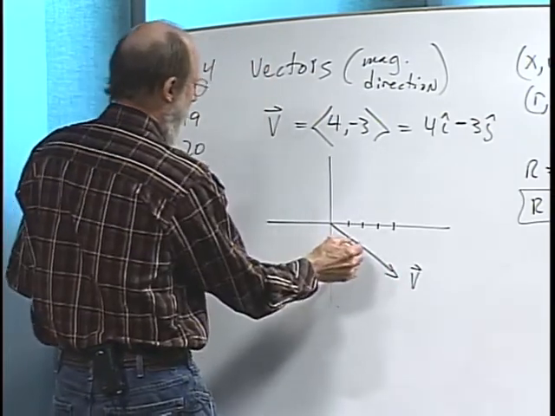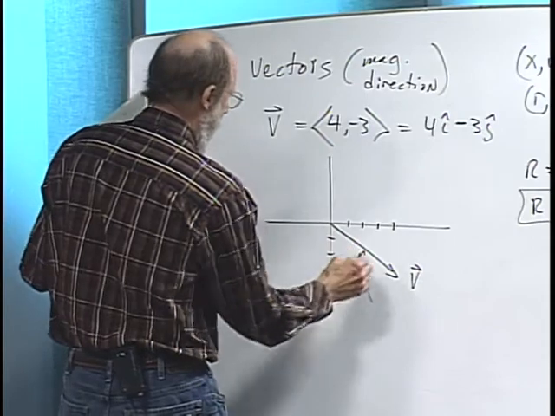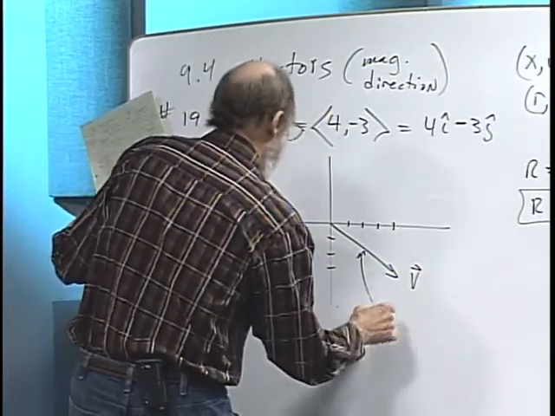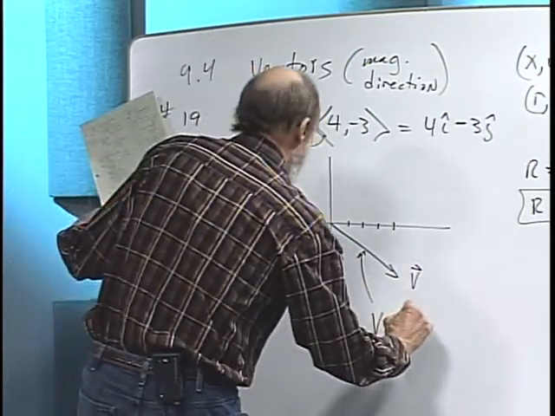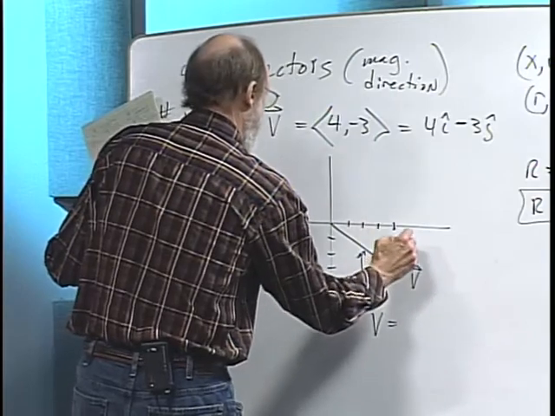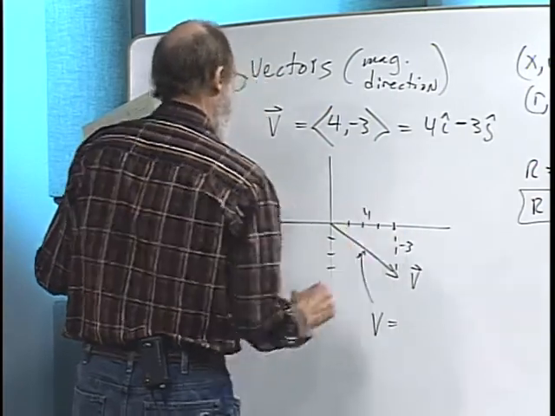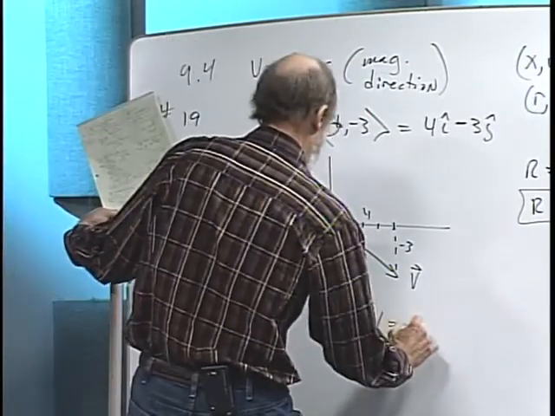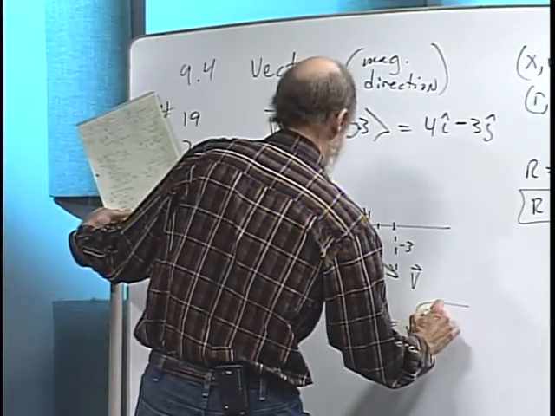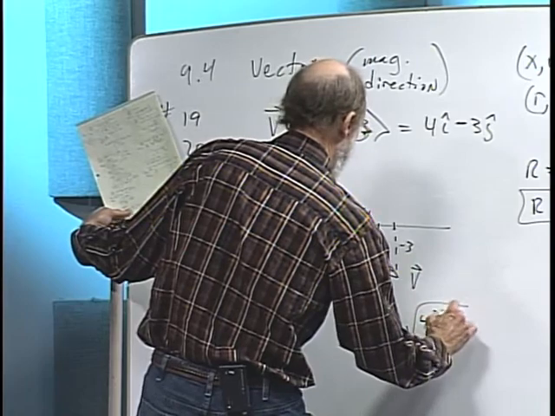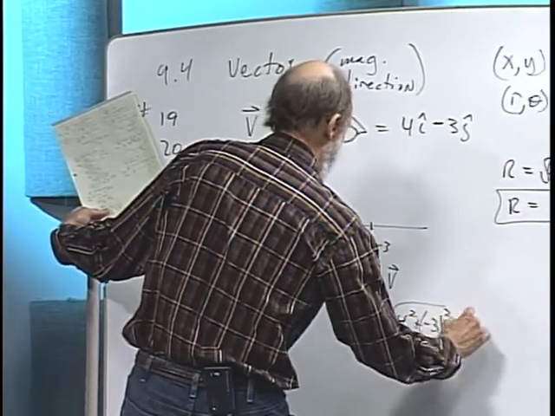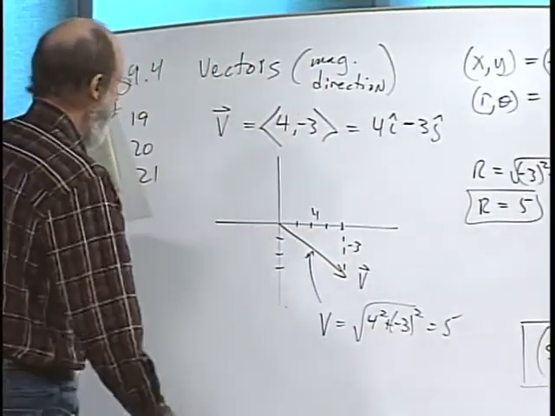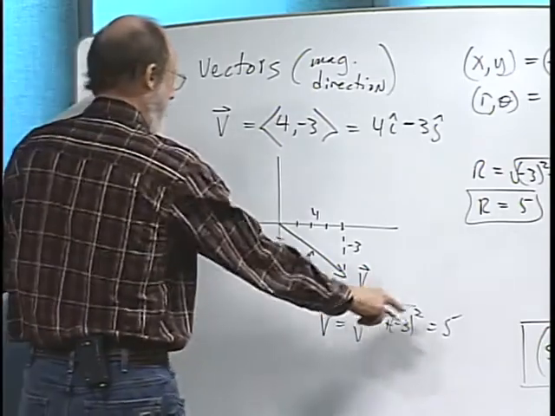Now vector v has its magnitude, which is that length right there, and v without the arrowhead on it is equal to the square root of the sum of the squares of the legs, the 4 and the negative 3. And that, you can see, is the square root of 4 squared plus negative 3 squared, and that's again equal to a simple 5. So the magnitude of the vector is 5.